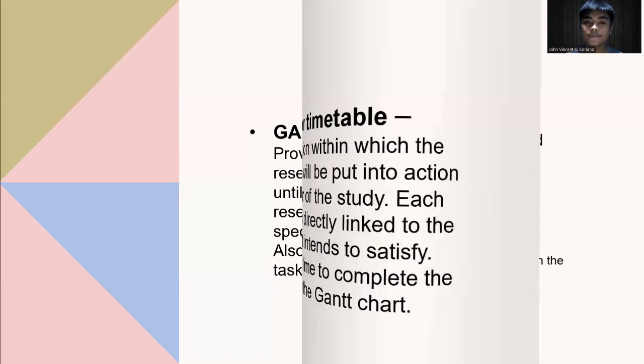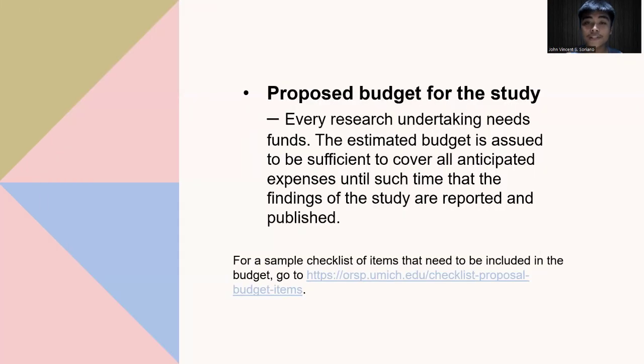And lastly, the proposed budget for the study. So, every research undertaking needs funds. So, of course, right? You cannot conduct research if you have no money. And the estimated budget is assumed to be sufficient to cover all anticipated expenses until such time that the findings of the study are reported and published. And for example, a checklist of items that need to be included in the budget, we may go to this site. And that's all for my topic.